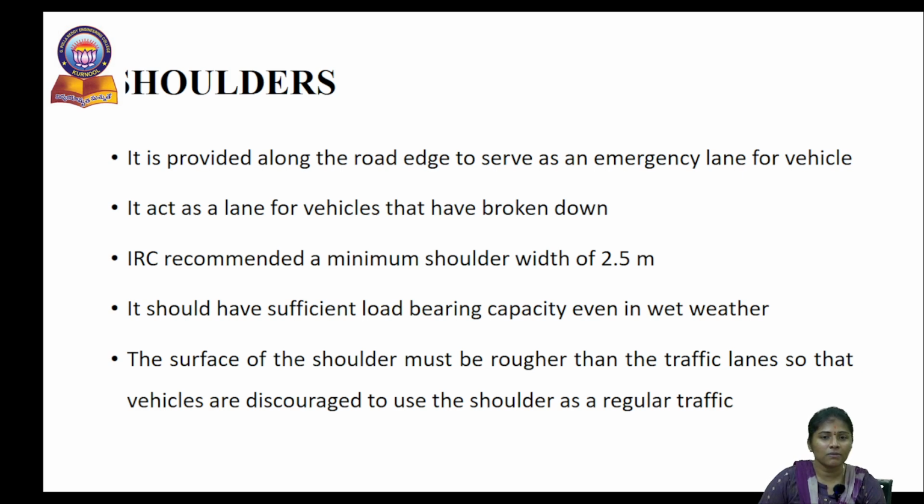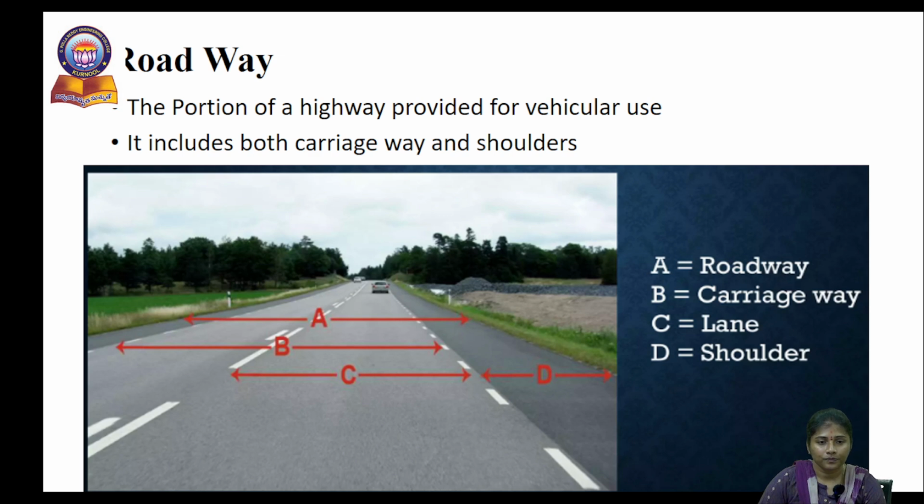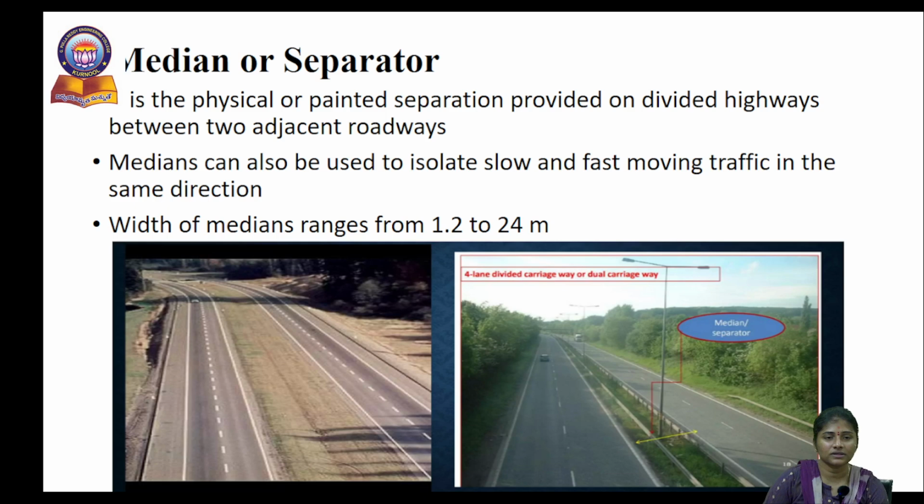IRC recommended a minimum shoulder width of 2.5 meters. It should have sufficient load bearing capacity even in the rainy season, that is, during wet weather conditions. The surface of the shoulder must be provided rougher when compared to the normal traffic lane, because in general vehicles are discouraged from using the shoulder as regular normal traffic use. You can see in this figure, a roadway is nothing but the portion of highway provided for vehicular use. It includes both carriageway and shoulders.